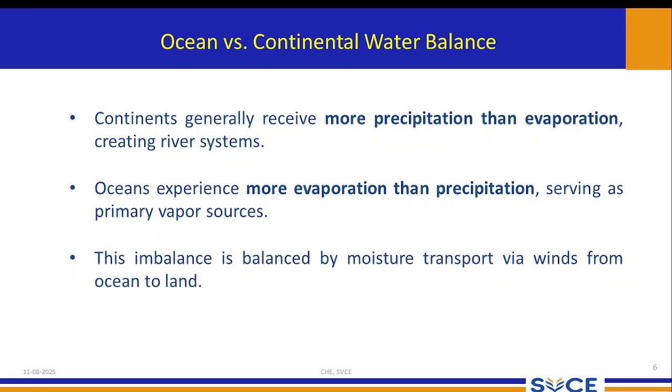Oceans serve as a primary vapor source. Vapor source in the sense that water gets vaporized, goes to the top, and comes back as condensation, then precipitation, and again evaporation. So this imbalance is balanced by the moisture transport via winds from ocean to land.